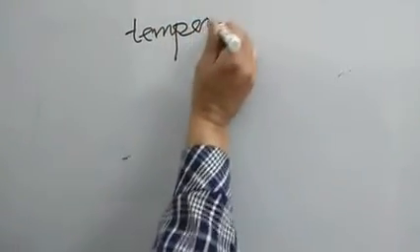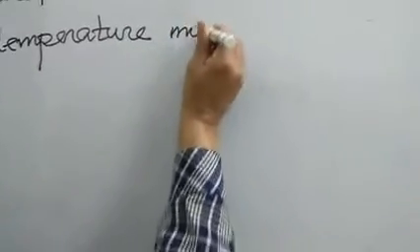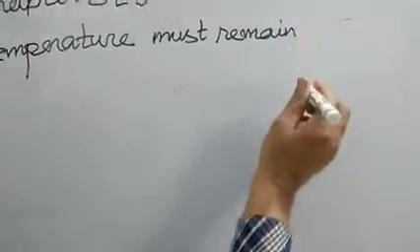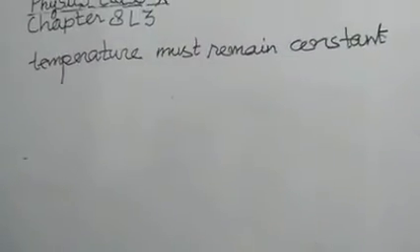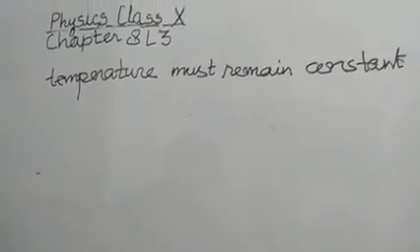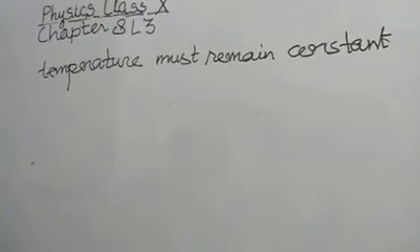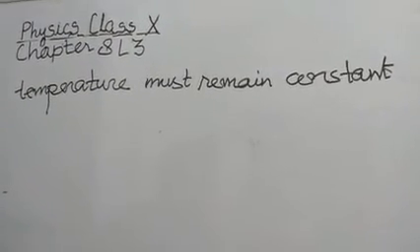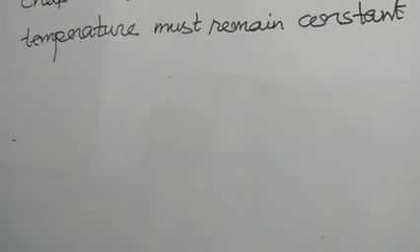When we are performing an experiment, the temperature must remain constant. That means the temperature should not be changing. If you are performing an experiment to prove the correctness of Ohm's law, the temperature of the wire on which you are conducting the experiment must not change. Normally it happens that when a current flows through a conductor, its temperature starts rising, isn't it?